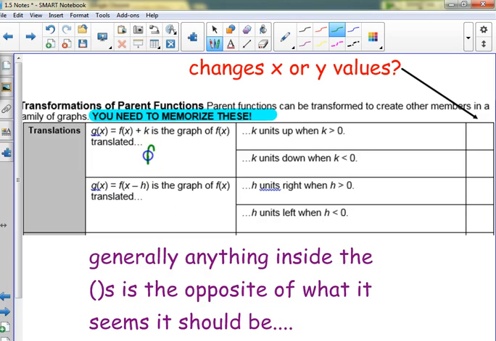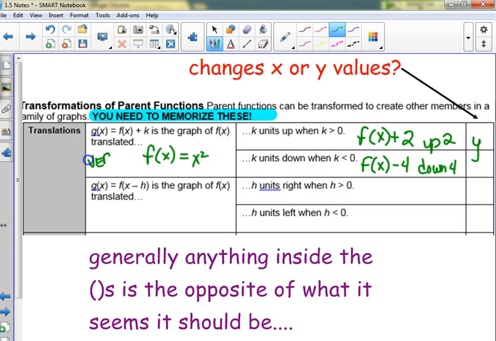If f of x is, for example, a parabola, and I add f of x plus 2, that would slide it up 2, right? And it would change the y values. If I have f of x minus 4, it would slide it down 4. These are vertical translations.